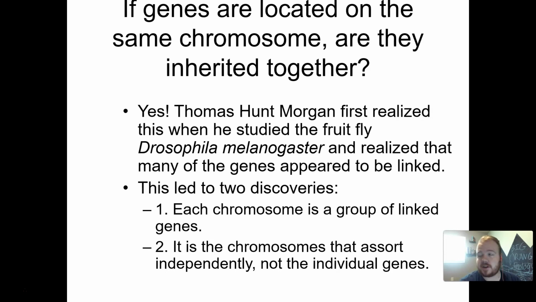That was the major refutation of Mendel. Mendel thought genes were inherited independently and independently assorted, but it turns out it's the chromosomes. You inherit a chromosome from your mother and a chromosome from your father, and each of those chromosomes contains a package of genes. And those genes are what's independent. The chromosomes are independently assorted, not the genes themselves.